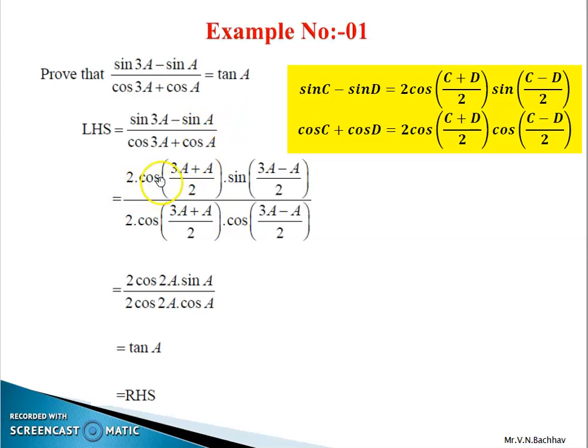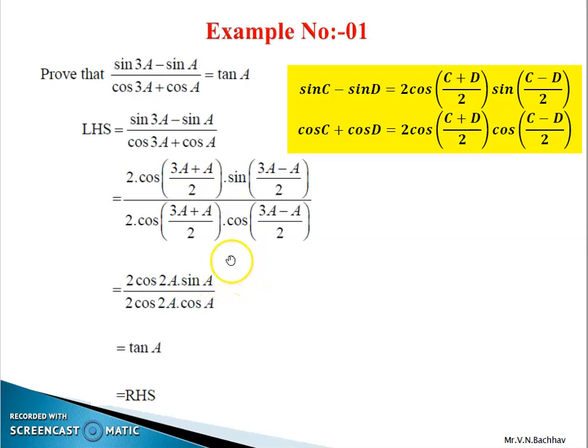Means we get 2 times cos (3a plus a) upon 2 sin (3a minus a) upon 2. In denominator 2 times cos (3a plus a) by 2 cos (3a minus a) by 2. 3a plus a is 4a divided by 2 is 2a and 3a minus a is 2a divided by 2 means a.